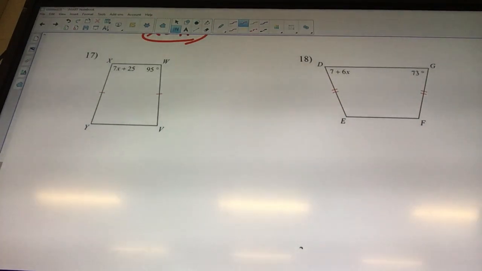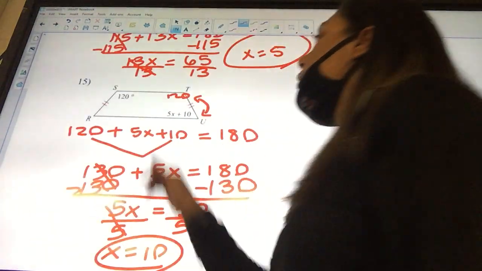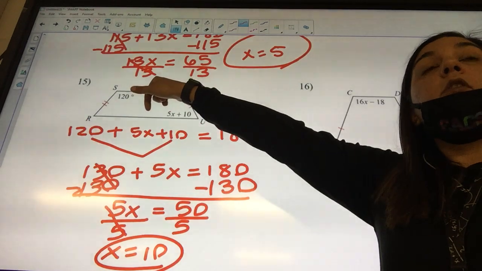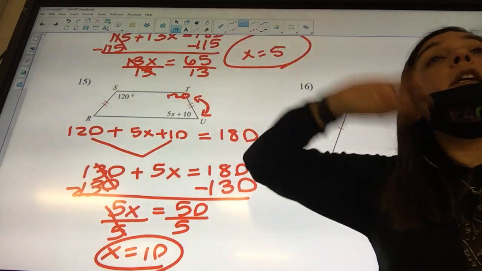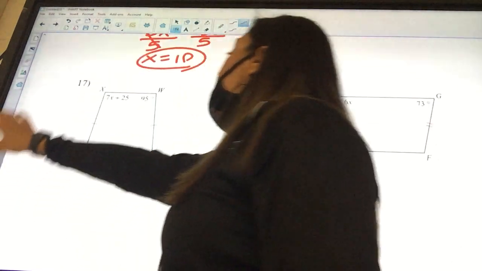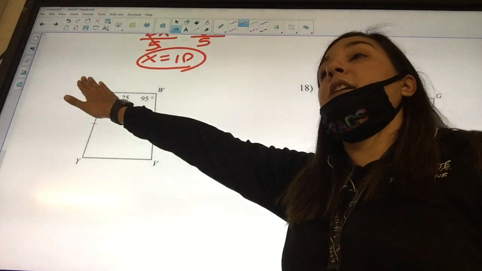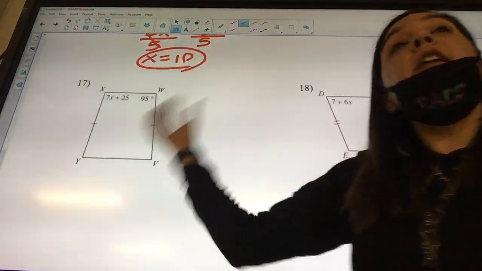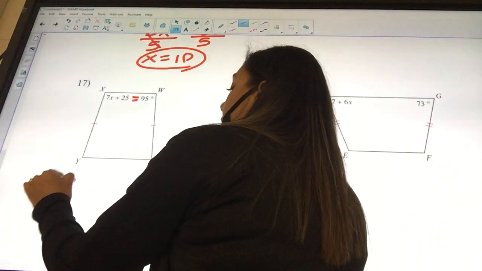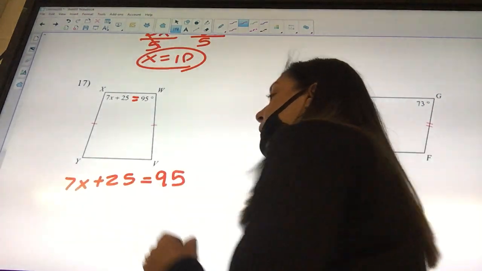Okay, look at the one before it. This one was 120, then what is this one? 120, which means that they're the same, or they're equal, as we would say it in mathematics. So when we're looking at 17, we know that this one is 95, so what should this one be technically? 95. They're equal to each other, and so you can set them equal to each other. So 7x plus 25 equals 95.